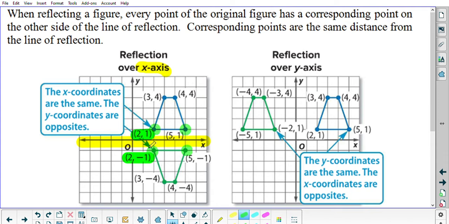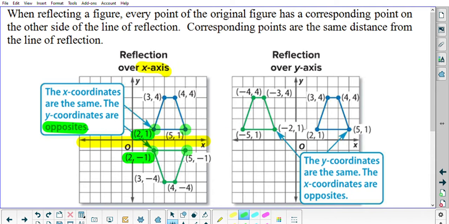Now, I hope you can see the relationship here. It used to be 2, 1, now it's 2, -1. Over here was 5, 1, now it's 5, -1. Way up here it was 3, 4, but when I flip it, it's now 3, -4. So the y-coordinates will become the opposites of each other. That's only when you reflect a shape over the x-axis.